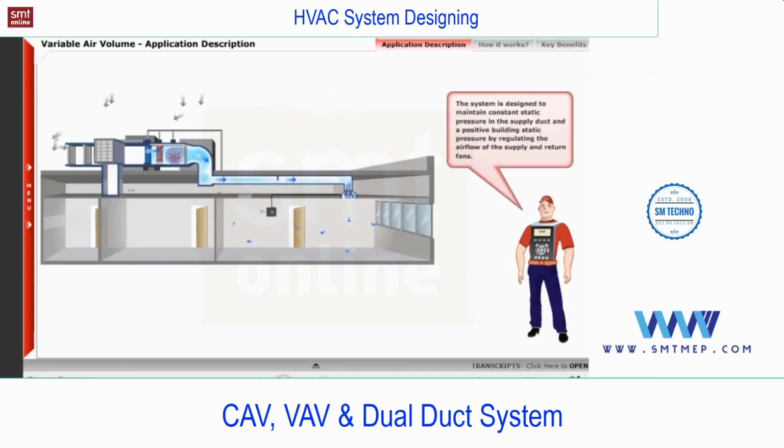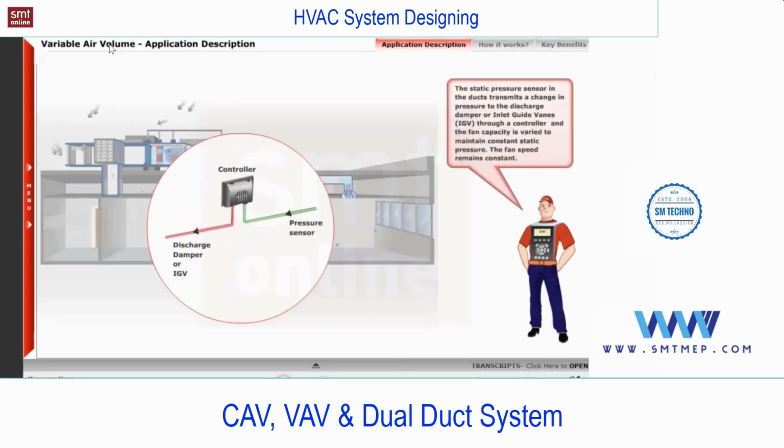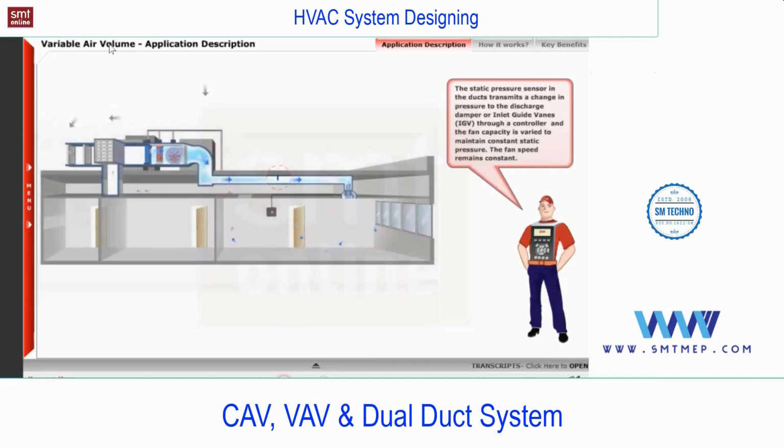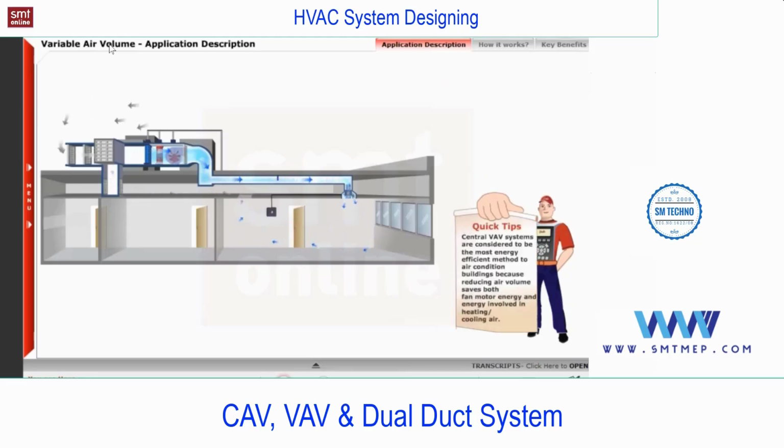The system is designed to maintain constant static pressure in the supply duct and a positive building static pressure by regulating the airflow of the supply and return fans. The static pressure sensor in the ducts transmits a change in pressure to the discharge damper, or inlet guide vanes, through a controller, and the fan capacity is varied to maintain constant static pressure. The fan speed remains constant. Central VAV systems are considered to be the most energy-efficient method to air-condition buildings, because reducing air volume saves both fan motor energy and energy involved in heating or cooling air.